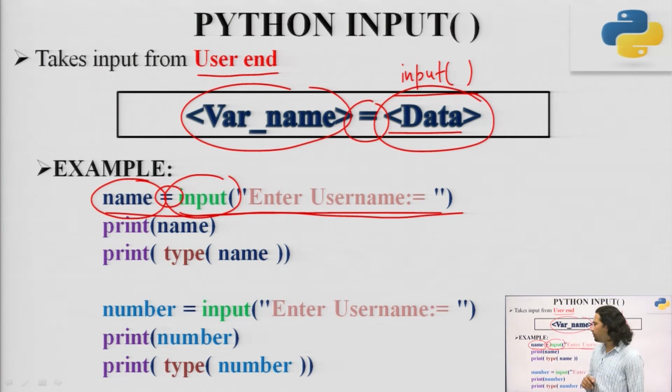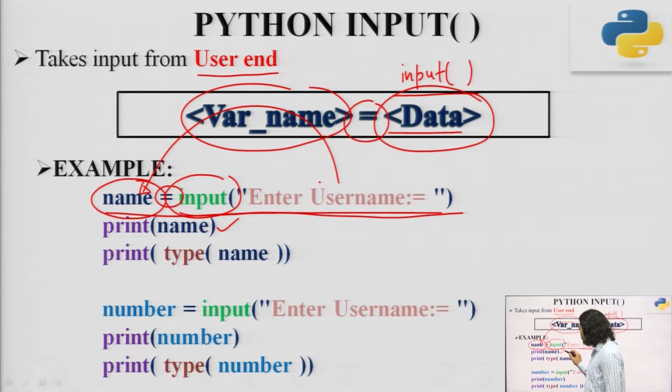Now, here the very important point is that this input is taken from the user, and we have given them specific information that this is going to enter the username here, and this information is going to be stored in the name variable. That means we are directly assigning a variable name in which we are taking the output, or you can say the input, from the user.